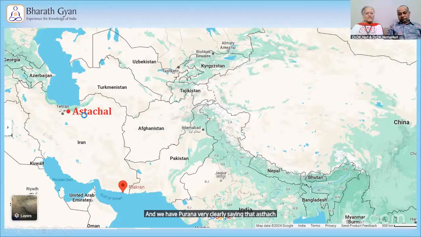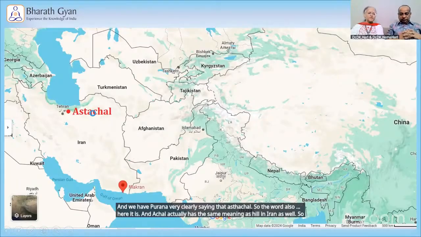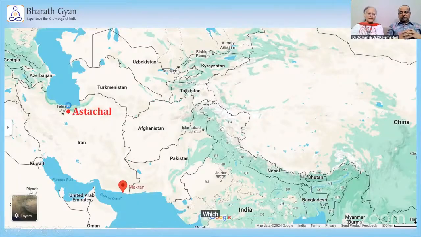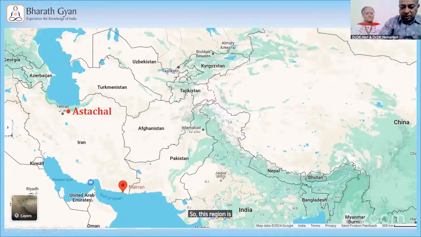So the word Asta Achal, here it is. And Achal actually has the same meaning as hill in Iran as well. This is in the Elburz mountain, which is just south here. It's actually a resort today. So this region has been in the news for the last many months now.